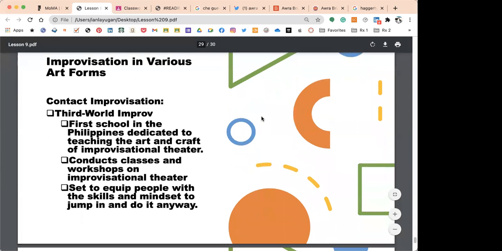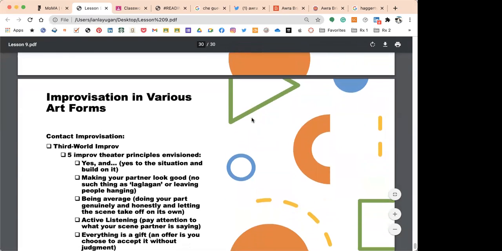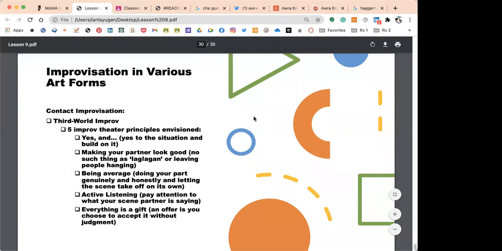So contact improvisation, usually in the third world improv, like here, first school in the Philippines dedicated to teaching the art and craft of improvisational theater. Conducts classes and workshops on this, etc. It's also sponsored by NCCA. Just letting you know. Okay.